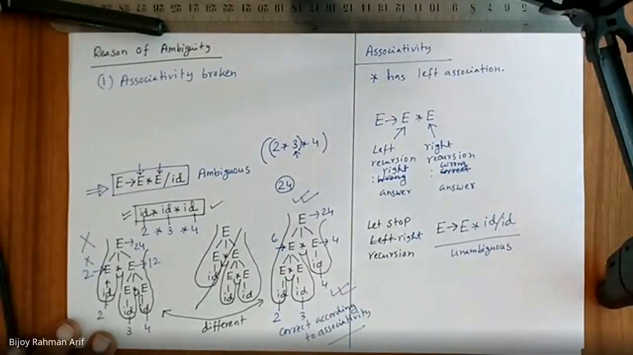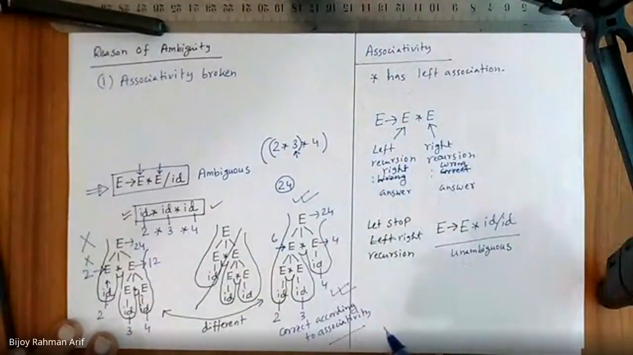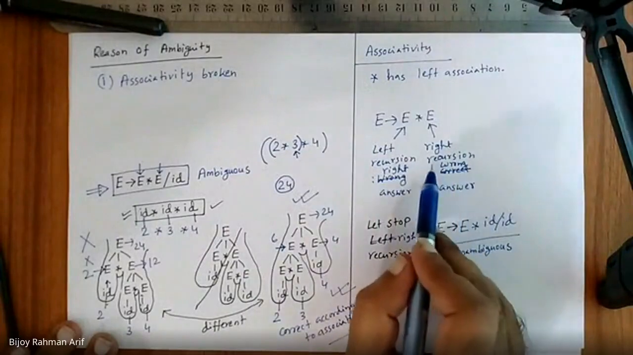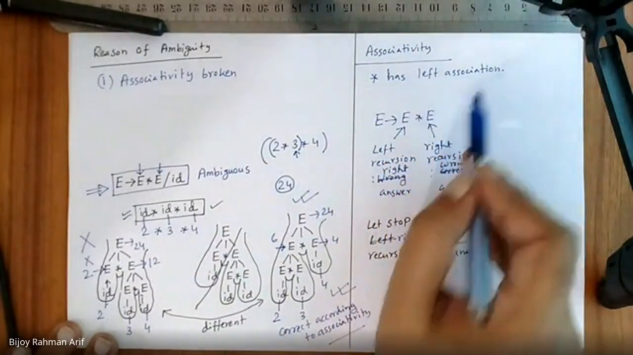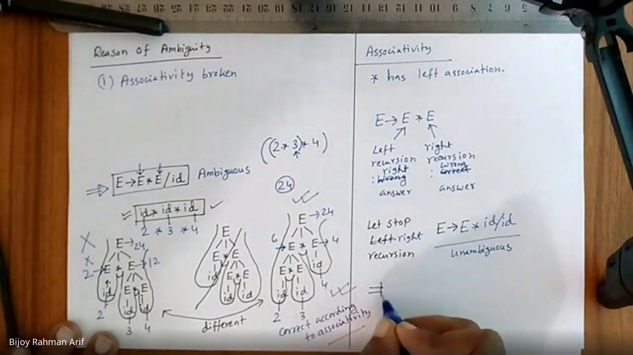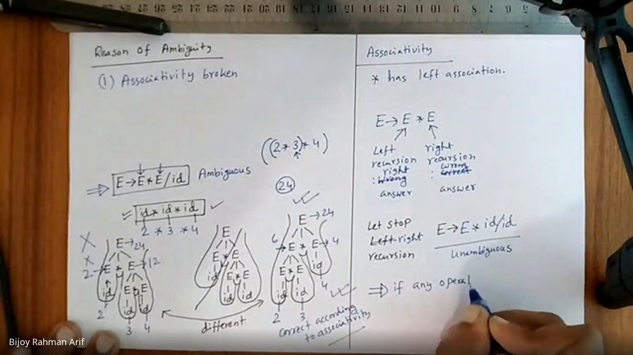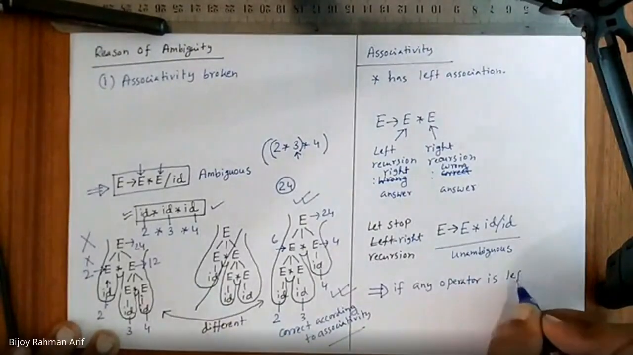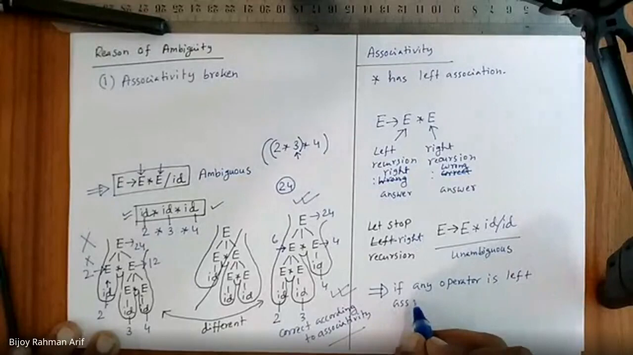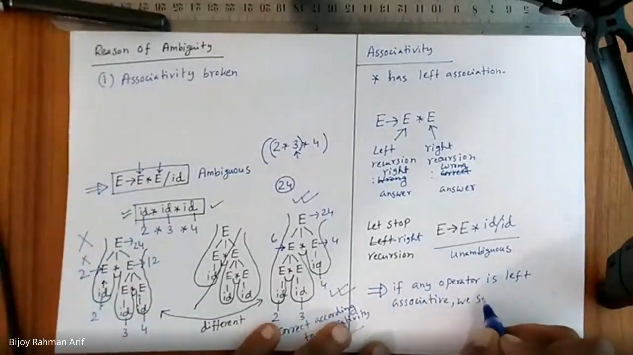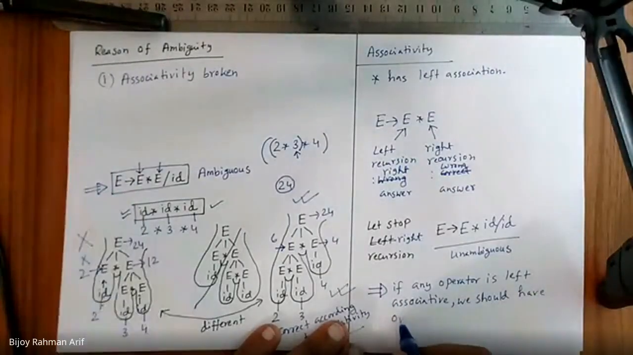Okay, guys. So what is the catch line? Star has left associativity. That's why we have only left recursion. So the catch is, if any operator is left associative, we should have only left recursion.